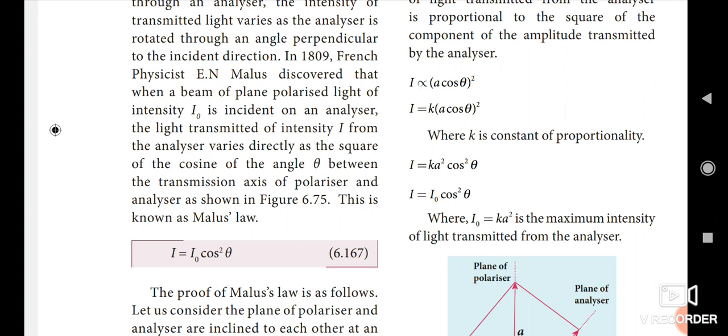Instead of k A squared I put I naught, where I naught is the maximum intensity. So finally we get I equals I naught cos squared theta, hence verified.